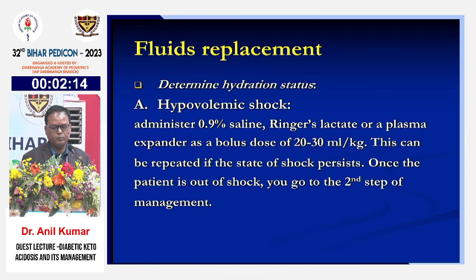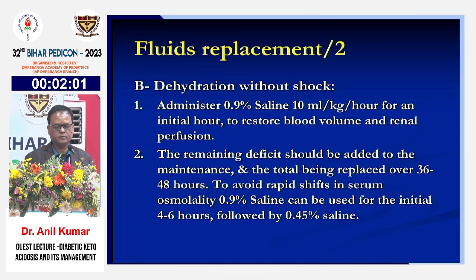In hypovolemic shock, administer 0.9% saline, Ringer lactate, or a plasma expander as a bolus dose of 20 to 30 ml per kg body weight. This can be repeated if the state of shock persists. In dehydration without shock, administer 0.9% saline at 10 ml per kg per hour for an initial hour, and then restore balance and correct the deficit.